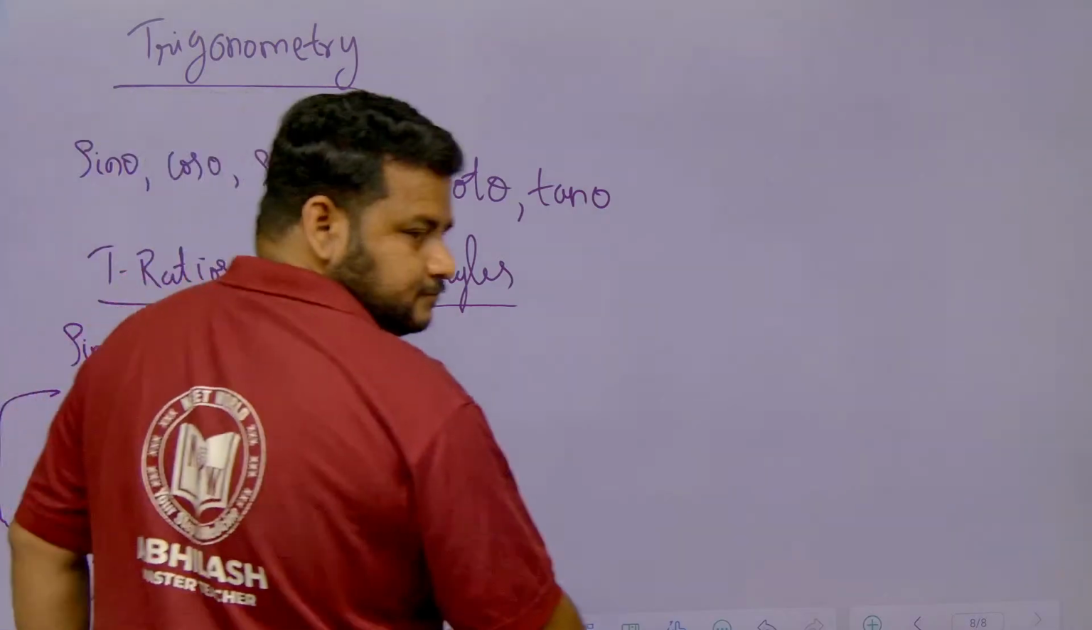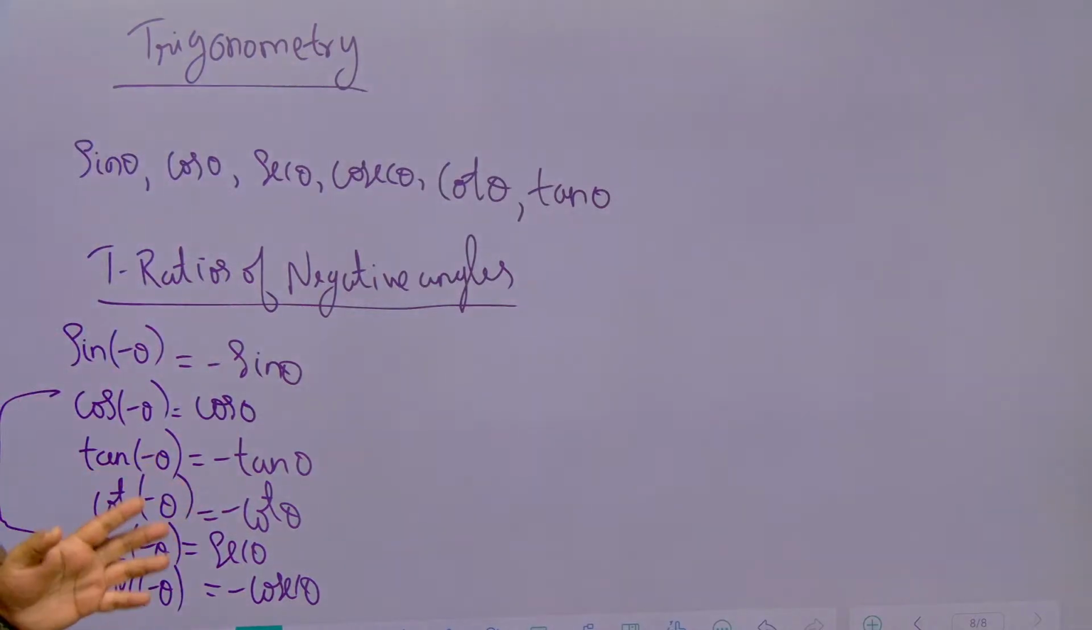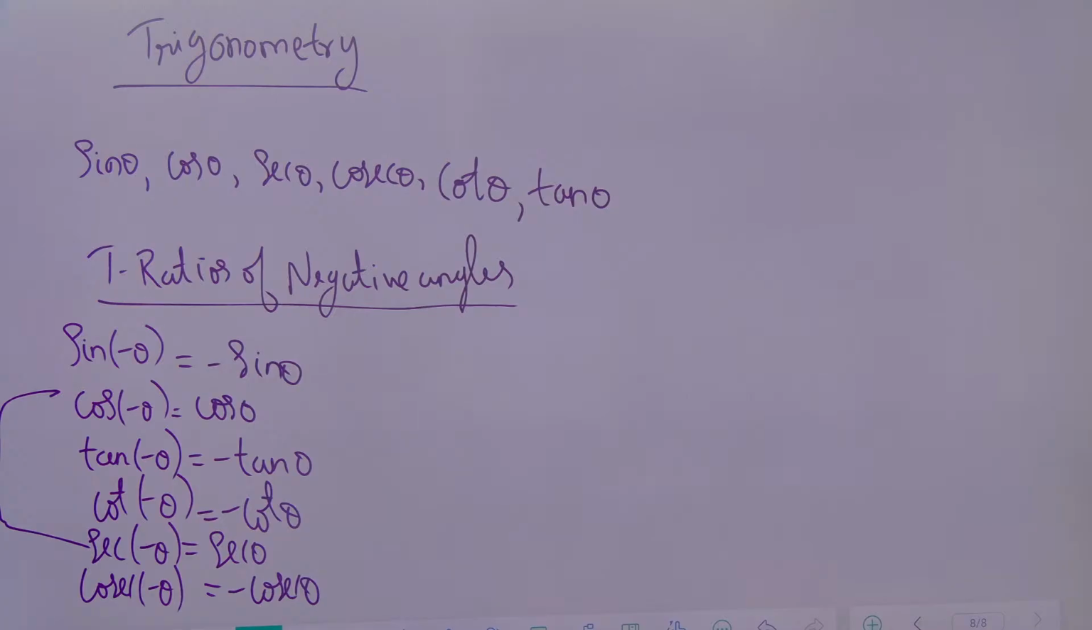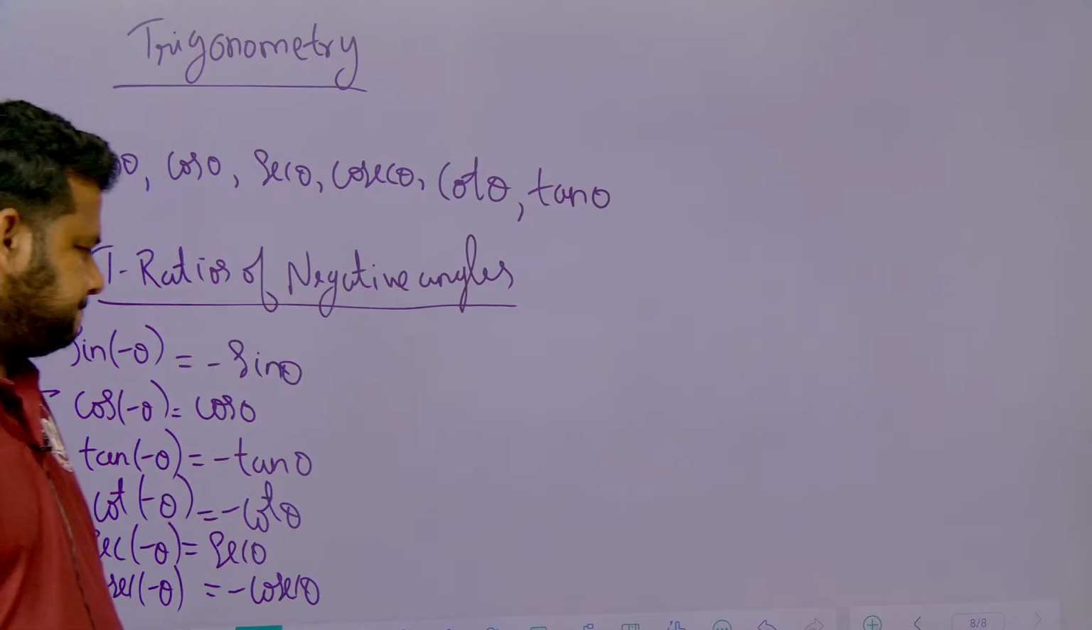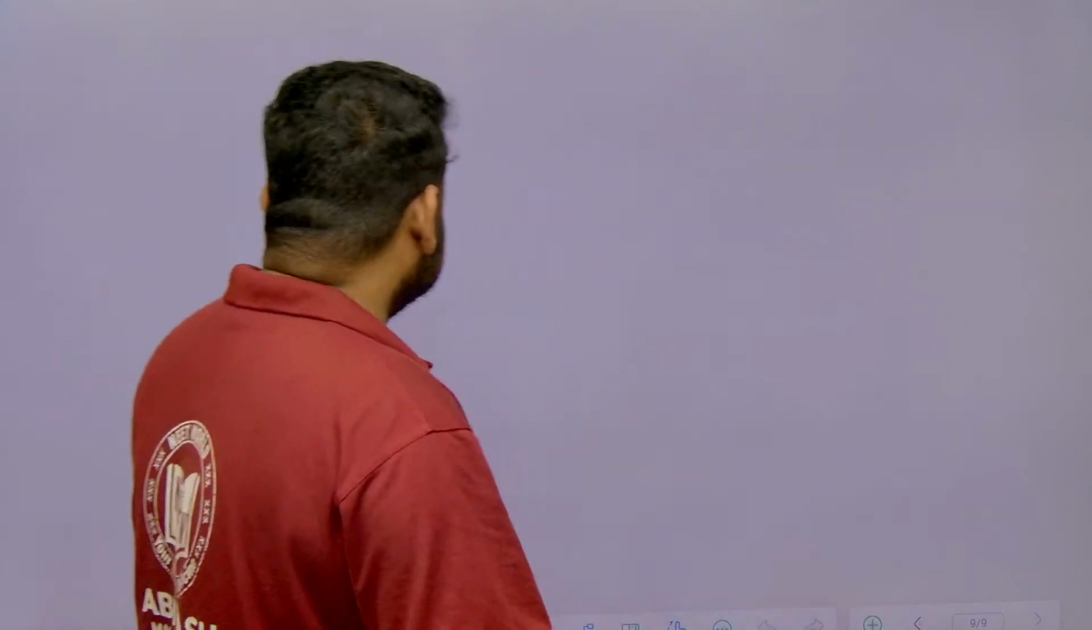Okay, next thing. Have you learned about the ASTC rule? Quadrant 1, quadrant 2, quadrant 3, quadrant 4. All of you know, or you forgot, or you haven't learned. Okay, I'll repeat again. No problem. It is important to know. ASTC rule.